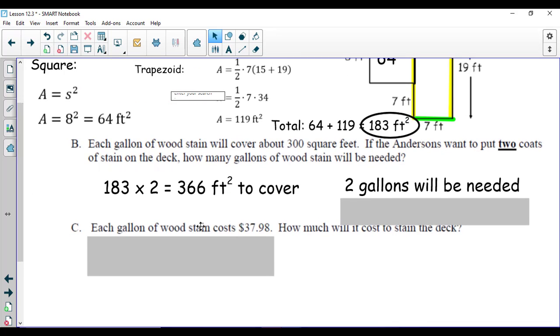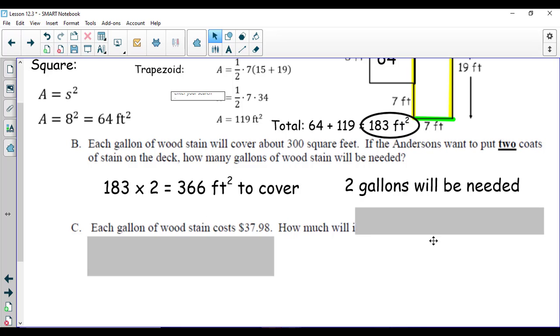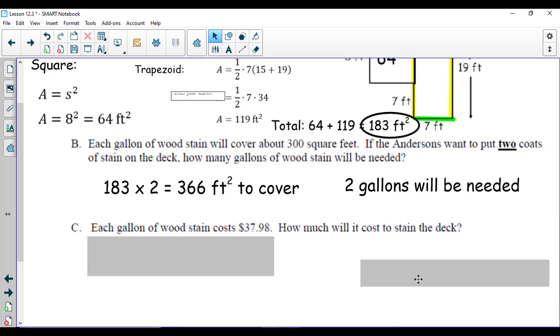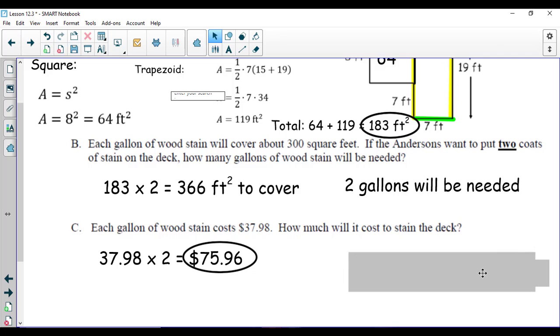All right, part C. It says each gallon of wood stain costs $37.98. How much will it cost to stain the deck? Well, we need 2 gallons, so 2 times $37.98 will get us $75.96.